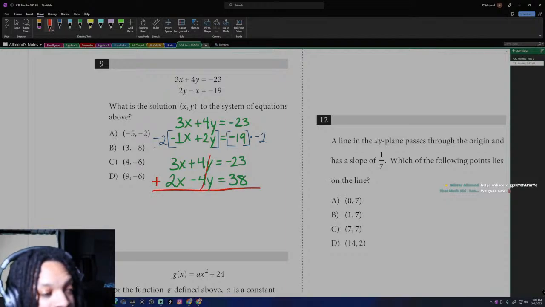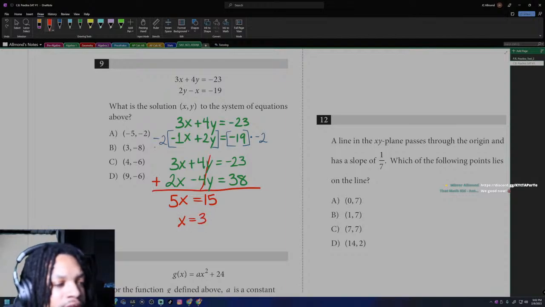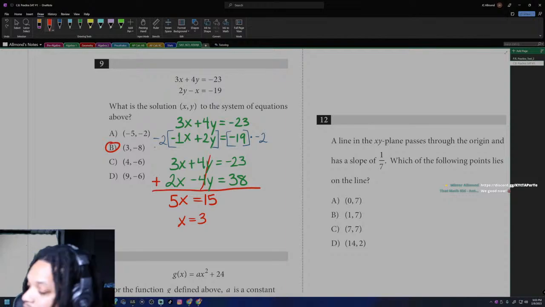4y minus 4y is just 0. So I got 5x equals, what's 38 minus 23? Is that 15? That would make sense because x would be 3. But I did that quickly. Hold on, let me make sure. 38 minus 20 would be 18, minus 3 would be 15. All right, yeah. So because x is 3, I know it's B. Okay.